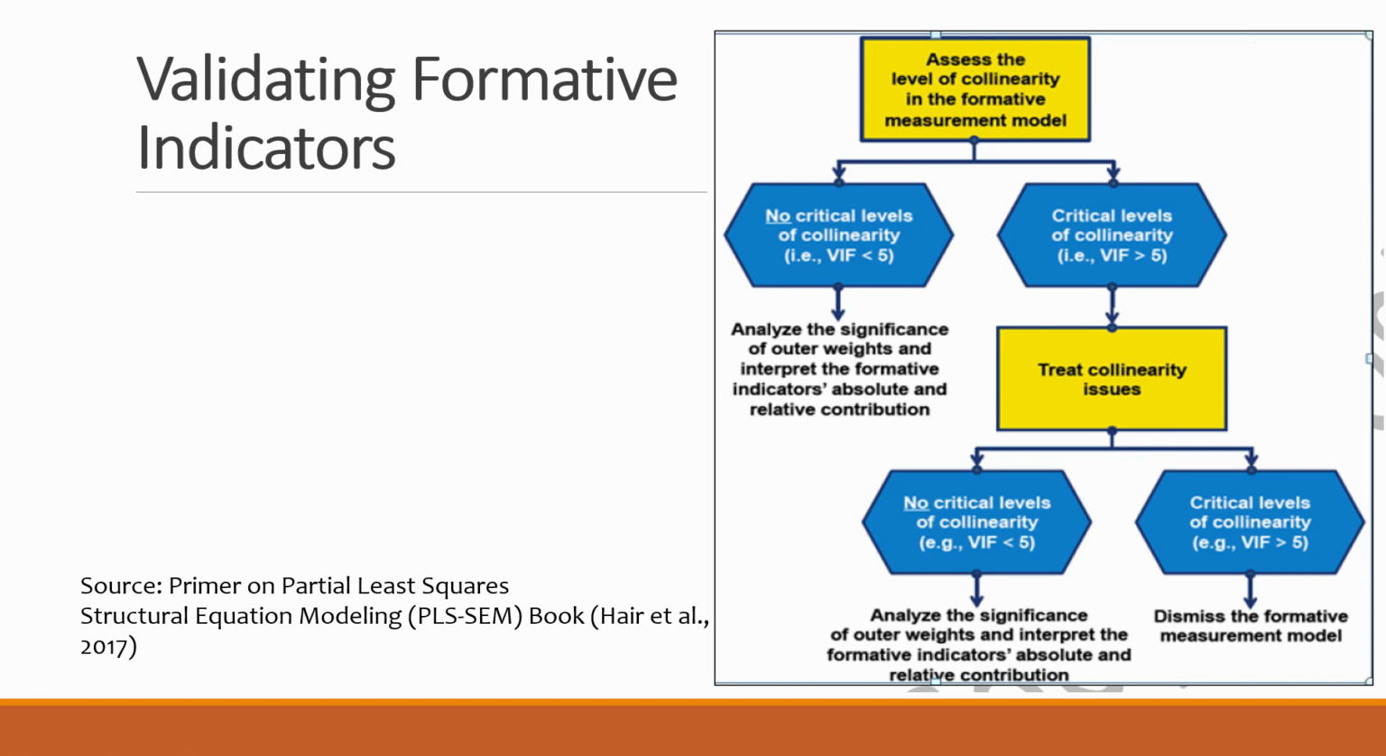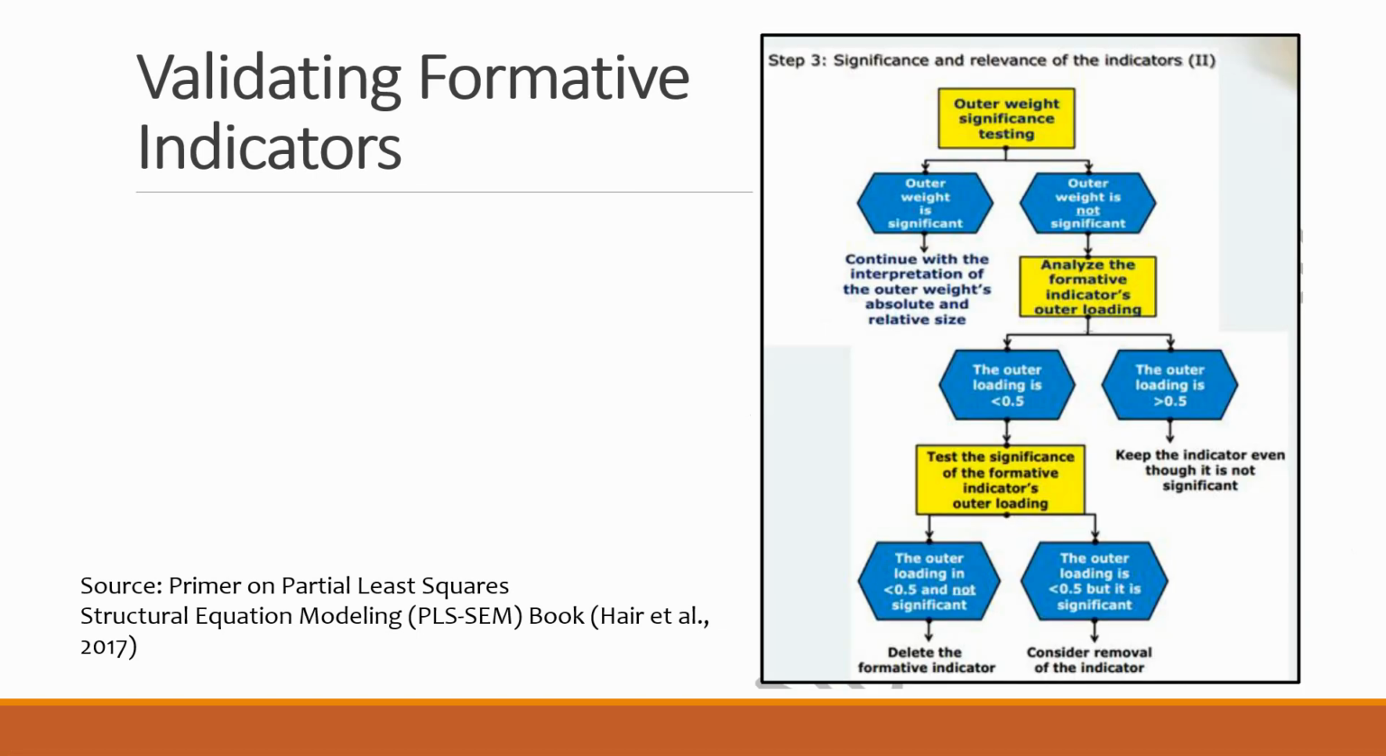in stage 2, you will have to check the VIF values. If the VIF values are greater than 5, you will have to treat the collinearity issues. And if they are less than 5, then we do not have any issues. We go on to analyzing the significance of outer weights. So apart from assessing the VIF values, the next step is we assess the significance of outer weights. If the outer weight is significant, you continue with the interpretation of the outer weights, absolute and relative size.